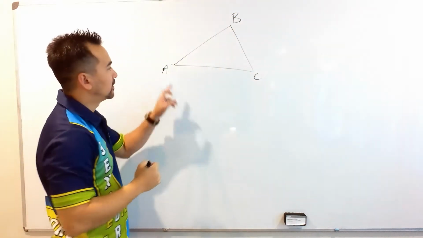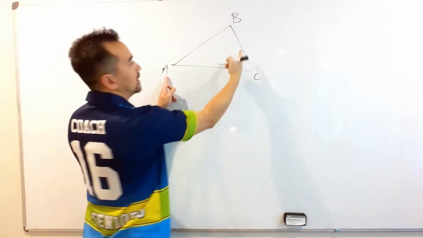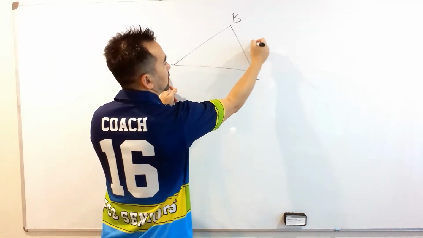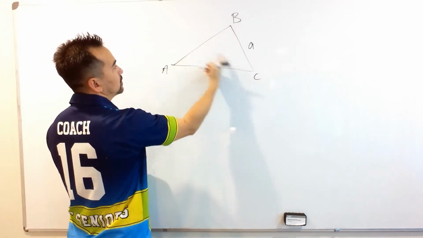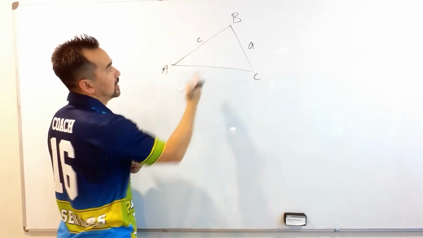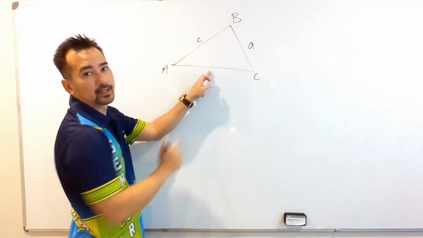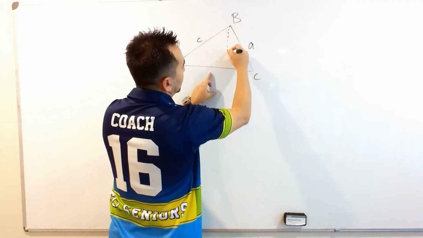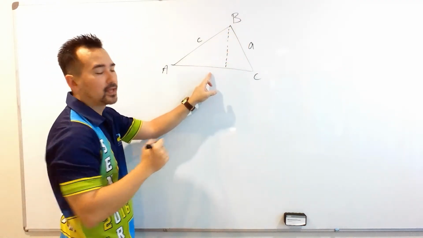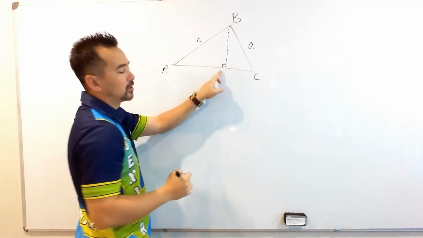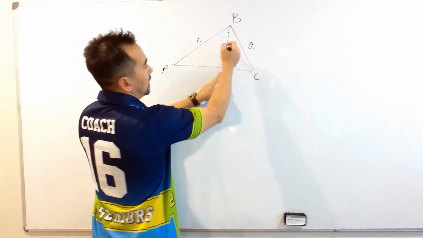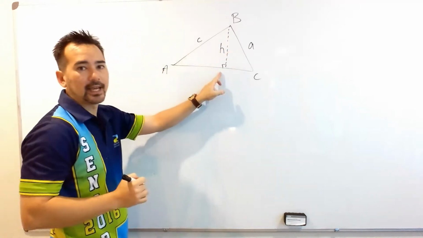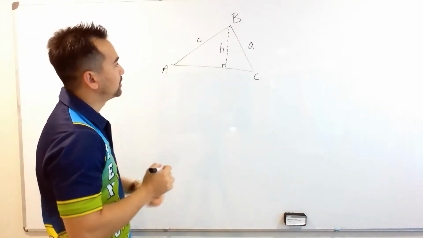Now if this is the angle A, then this corresponding side is going to be small a, this corresponding side would be little c, and this corresponding side is going to be little b, which I'm not going to label just yet. And if I put the vertical height in, this will be at 90 degrees because it's vertical, and we'll call that h to represent that height.